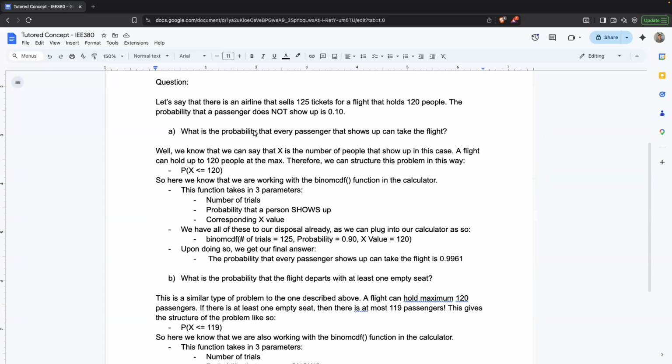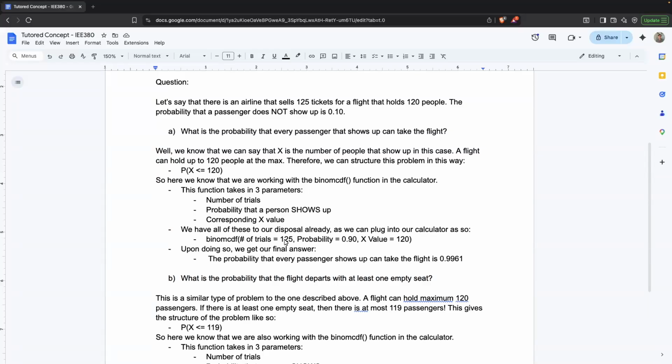Being that we're finding the probability that every passenger that shows up can take the flight, we know that a flight holds 120 people. So at the max, we can have 120 people. We can structure that as the probability that X is less than or equal to 120. And there we have all the necessary components to plug into our calculator function.